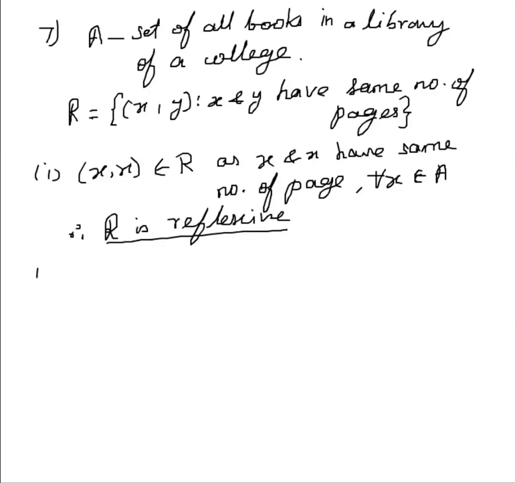Okay, the next one. Let us check whether it is symmetric or not. We have to show that it is an equivalence relation, so of course it has to be symmetric. So, if I take (x, y) belonging to R, that means x and y have the same number of pages.